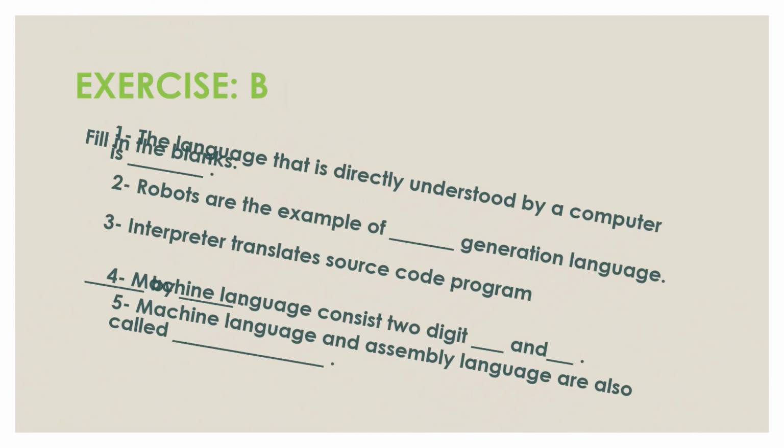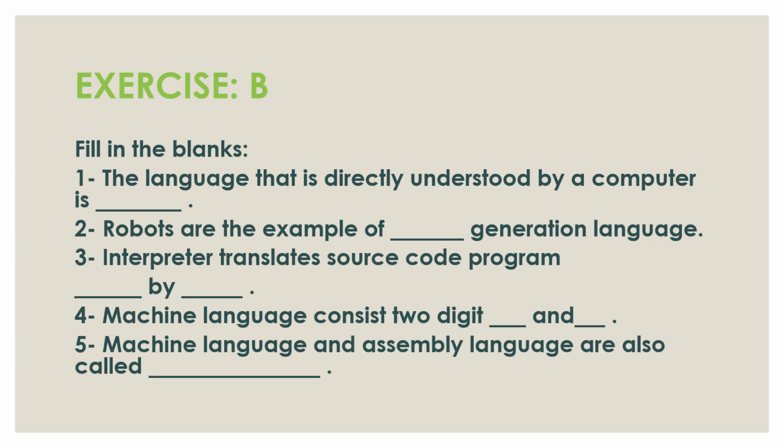Exercise B. Fill in the blanks. First, the language that is directly understood by a computer is dash. Second, robots are the example of dash generation language. Third, interpreter translates source code program dash by dash. Fourth, machine language consists of 2 digits dash and dash. Fifth, machine language and assembly language are also called dash.